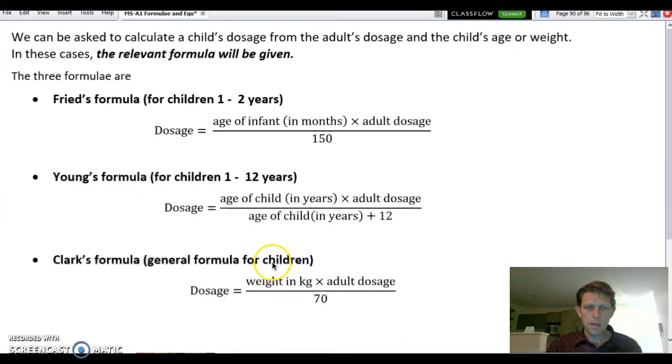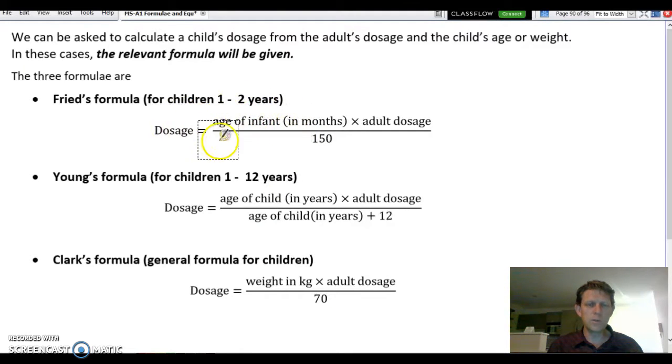Okay. Moving right along, one of the groups of formulas that come up a lot here will be calculating dosage for children. So there's 3 different ways to do this that are provided in the syllabus, and one is based on the age of the infant in months, one is based on the age of the child in years, and one is based on the weight of the child. And obviously each formula has a different specified use.